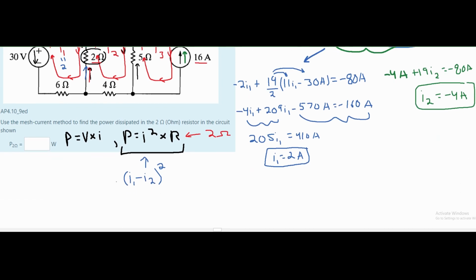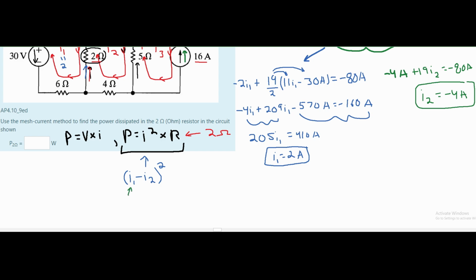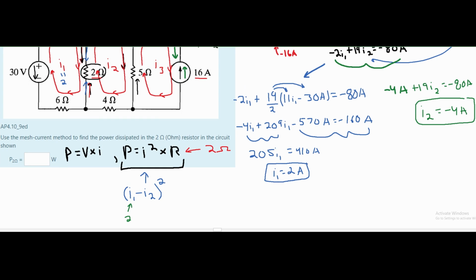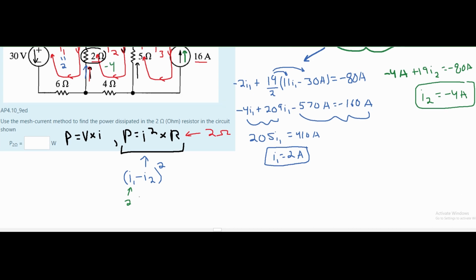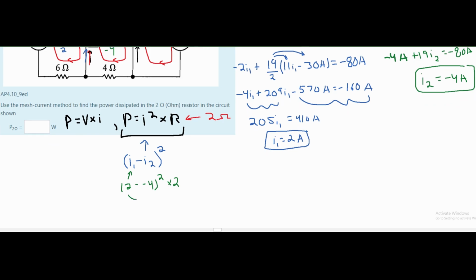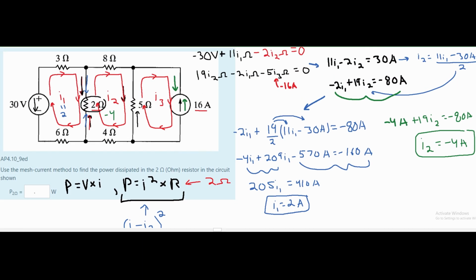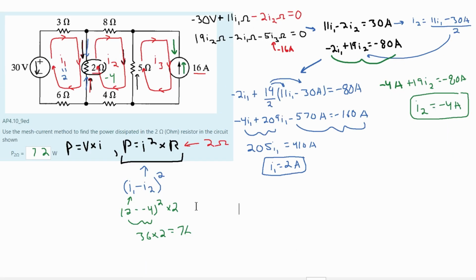Now that we know our I2 and I1, we can plug them in here. So we know that our I1 is 2, and we know that our I2 is a negative 4. So we're going to have a minus negative 4 in here, and this is all going to be squared times the resistance, which we know as 2 ohms. So these two together, that's going to be 6 squared will give us 36, times 2 is equal to 72. So that means the power delivered from our system is 72 watts. And that is how you would go about solving this problem.